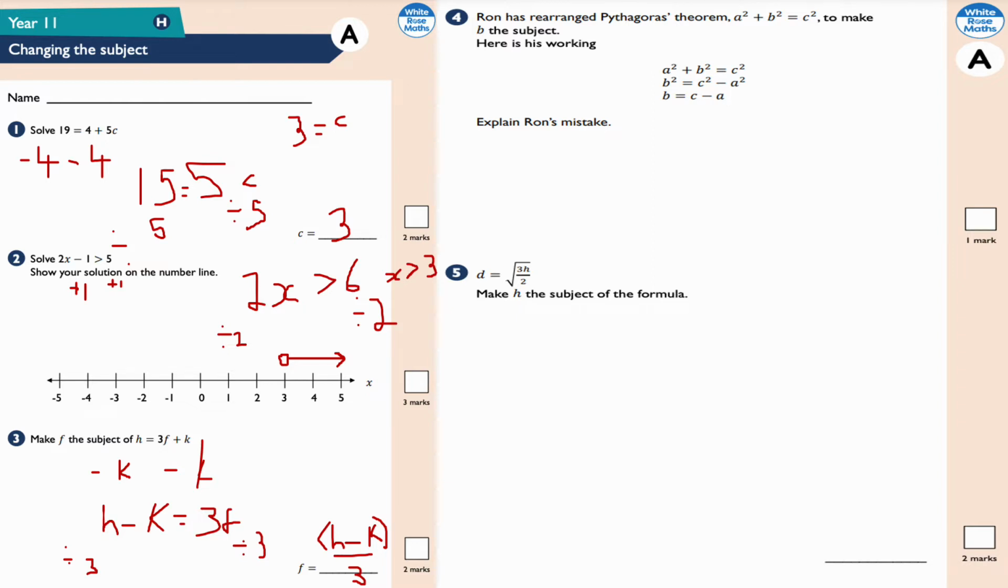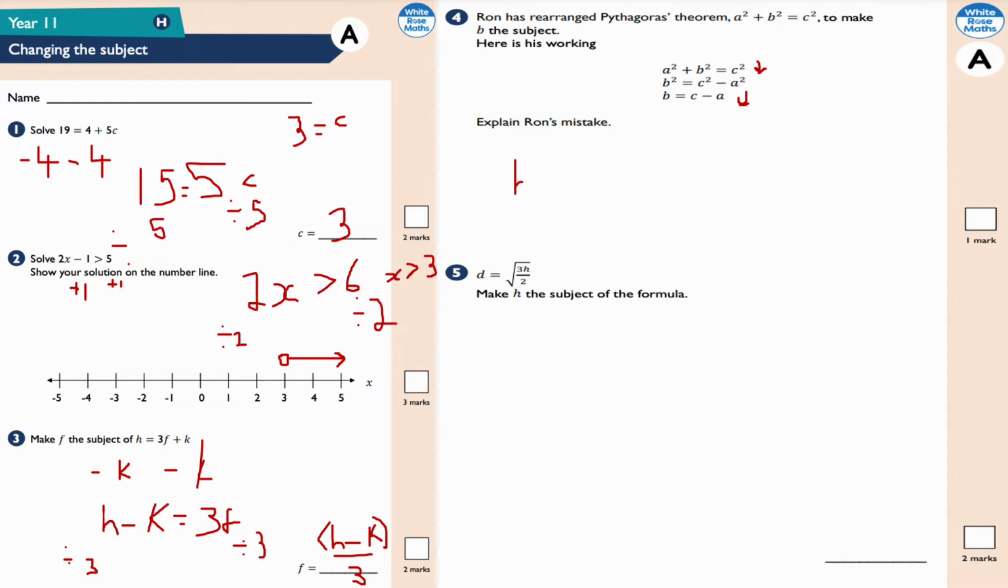Ron has rearranged Pythagoras' theorem, a squared plus b squared equals c squared, to make b the subject. Here is his working. A squared equals b squared plus c squared. B squared equals c squared minus a squared. That seems fine to me, yep. So taking away a squared on both sides. Okay, here is where the problem lies.